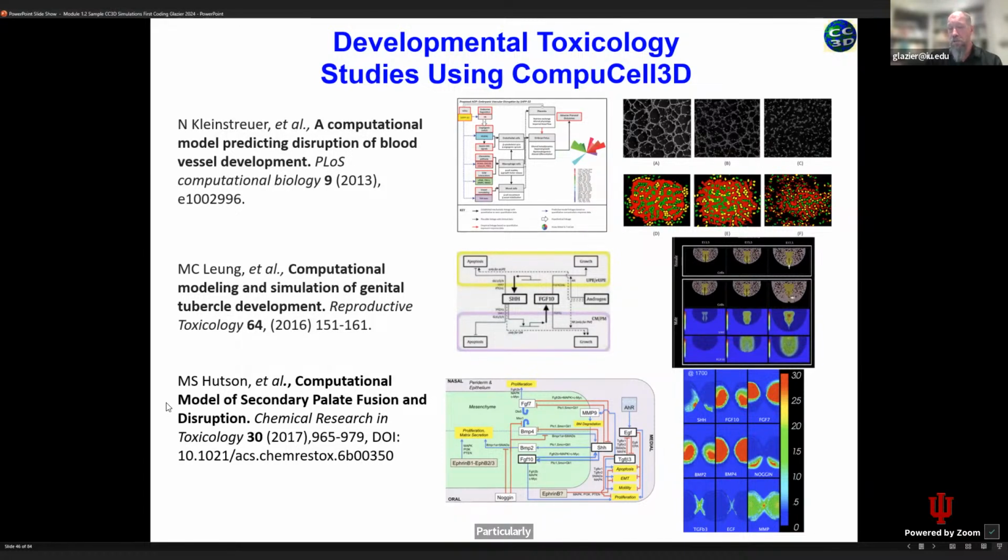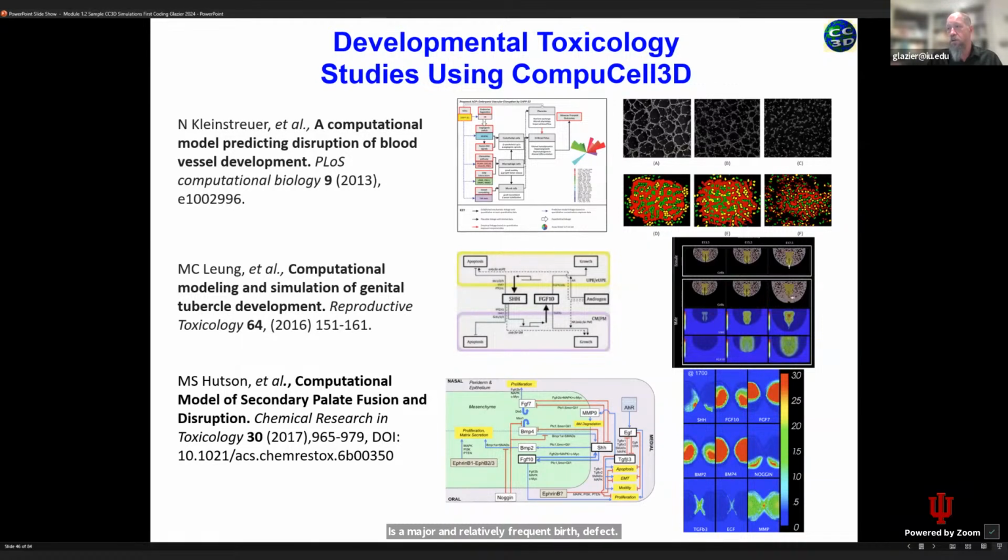Shane Hudson, who was unfortunately away at another meeting, because he's one of our best guest speakers. I strongly encourage you to listen to his talk from last year, which is on YouTube. Beautiful work on the formation of the roof of the mouth. The bones in the roof of the mouth have to fuse at the top of the mouth to form the palate. If they don't grow in properly and fuse properly, you have what's called cleft palate, which is a major and relatively frequent birth defect.